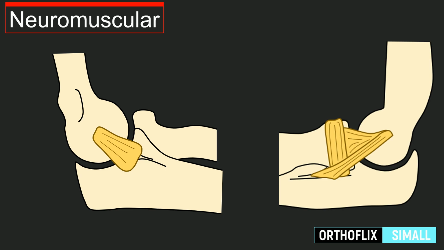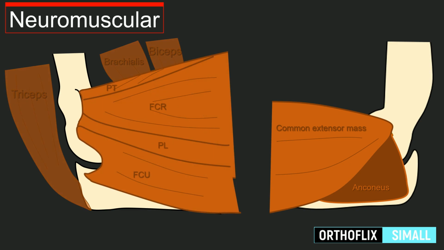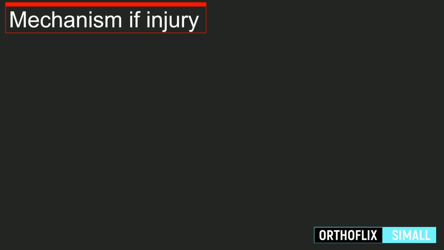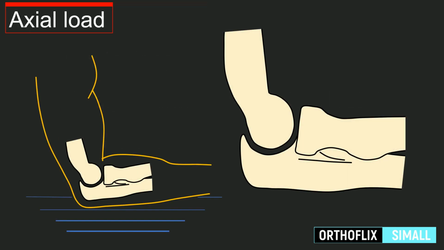There are a lot of muscles surrounding the elbow, the medial and lateral epicondylar and epitrochlear muscles, and also the muscles in front of the elbow joint. But still, we have not determined how much they contribute to stability, although we know they do something. Well, mechanism of injury. What are the different patterns of instability? These are maybe the main ones. Axial load, valgus and posterolateral rotation, pure valgus, and varus and posteromedial rotation.